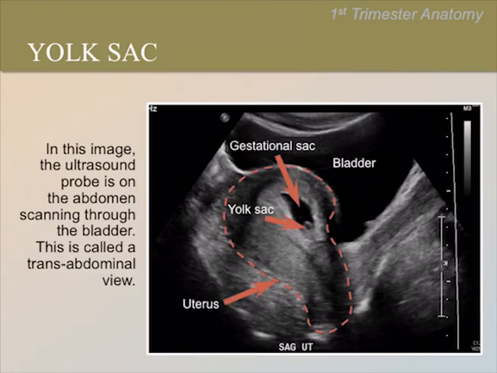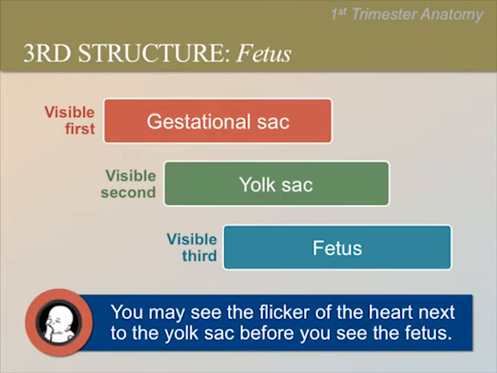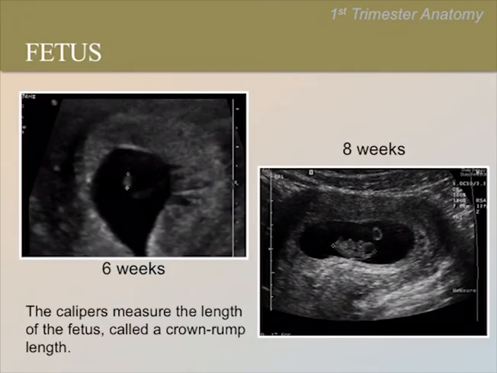These structures have been outlined and labeled to make them more obvious. Both the gestational sac and bladder contain fluid, so they appear black. After the yolk sac, the next structure you will see is the fetus. You may actually see the flicker of the fetal heart beating next to the yolk sac before you see the fetus. This occurs around 6 weeks gestational age. The image on the left is taken at 6 weeks gestation.